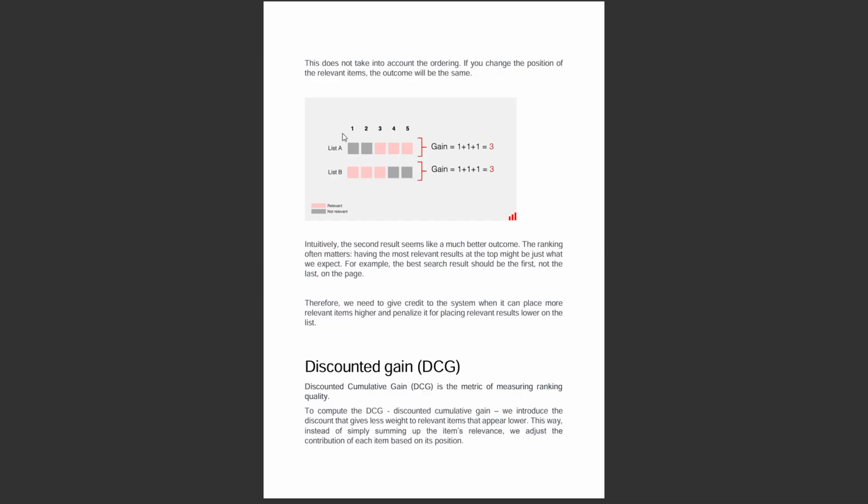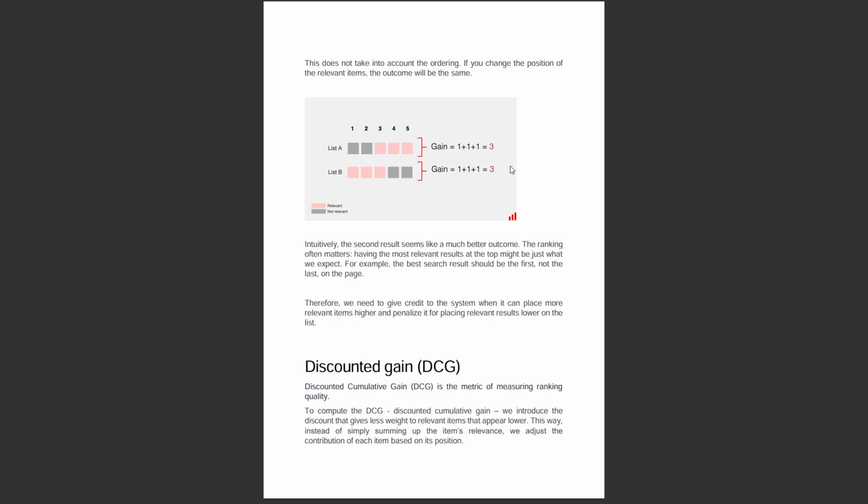Let's see here. For example, consider list A and list B. In list A, a user gives a query, and according to that, the first two documents are non-relevant and the remaining three documents are relevant. So the cumulative gain is going to be 1 plus 1 plus 1, which is 3. If you consider list B also, then the gain is going to be 1 plus 1 plus 1, which is 3.